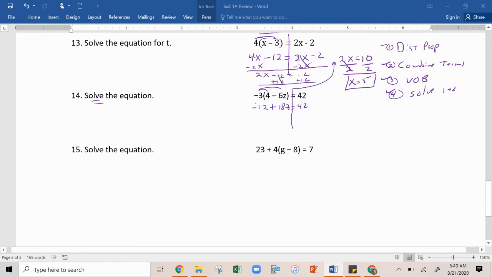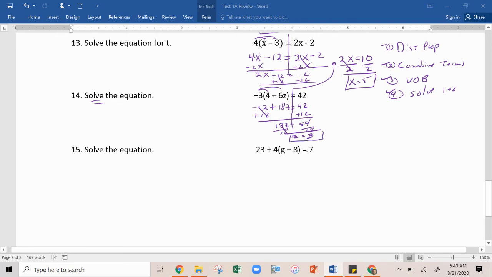When you're solving, you always get rid of the number first. So I'm going to add 12. Now we have 18z equals 54. And then you divide last. Always divide last. So now I have z is equal to 54 divided by 18, which is, I believe, 3. And so z equals 3.